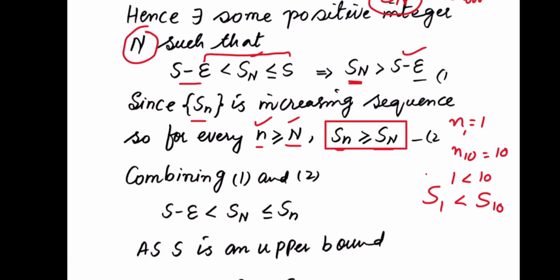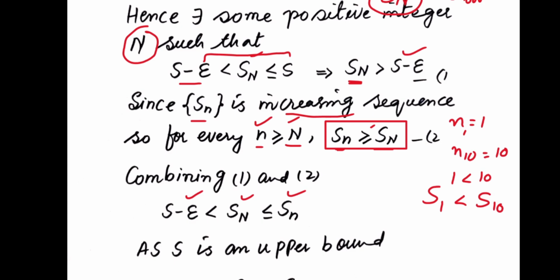And in case it is monotonically increasing, it could be equal. So for every n greater than or equal to this positive integer N, your Sn will be greater than or equal to S capital N due to the monotonicity of the increasing sequence. Call this 1 and 2. Combining 1 and 2, Sn is bigger than or equal to S capital N, and S capital N is greater than S minus epsilon. So this can be written as S minus epsilon less than S capital N, and S capital N less than or equal to Sn.